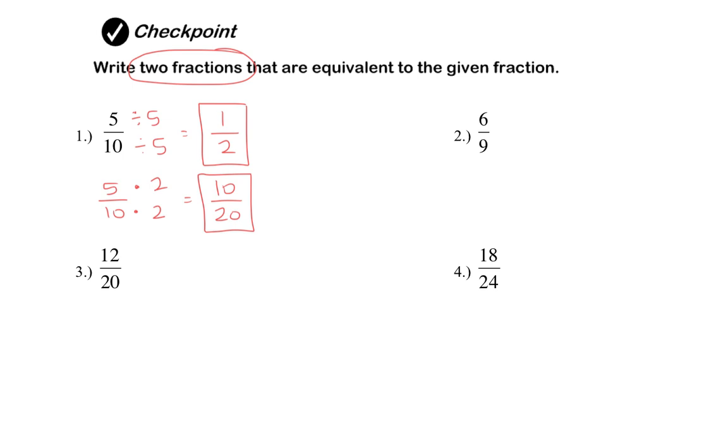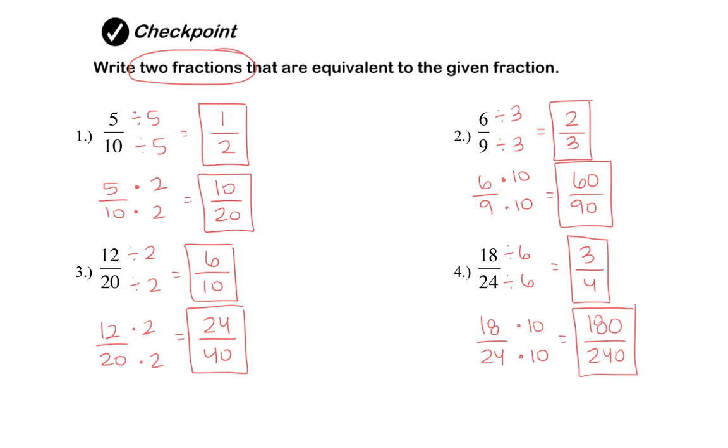Let's do another one. 6/9, I see that I can divide the top and bottom by 3. When I do that, I get 2/3, so there is one equivalent fraction. I could take 6/9, and this time, just to switch it up, I'm going to multiply the top and bottom by 10. You could still choose to multiply the top and bottom by 2, by 3, by 15, it doesn't matter. Just pick something easy. And so 60 over 90 would be another equivalent fraction. So why don't you pause the video real quick and try 3 and 4.